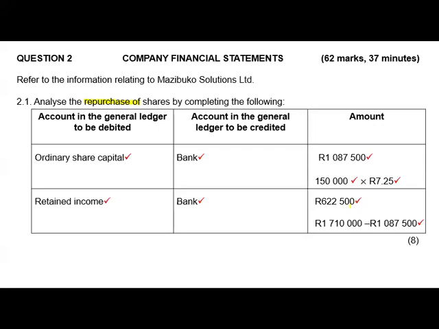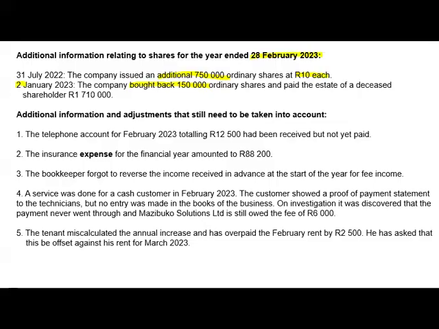Can I continue? I'm done with that one, guys. By being done, what does it mean? We just cross it out. It means we're done. We won't be able to go back there. Let's go to the first adjustment. It says additional information and adjustments that still need to be taken into account. They gave us the telephone account for February 2023, totaling 12,500, that had been received but not yet paid.